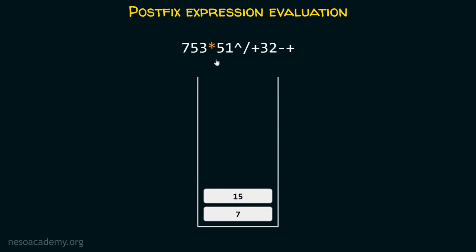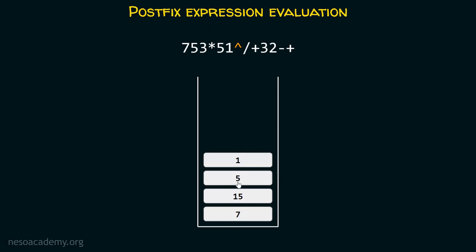Simple. Now, the next symbol is 5. We'll simply push this symbol onto the stack. The next symbol is 1. We'll push the symbol onto the stack. After this, we have encountered this power operator, right? Now, what to do with this operator? We already know this. Whenever we encounter an operator, we'll pop the two symbols out of the stack and we will perform the given operation onto those symbols.